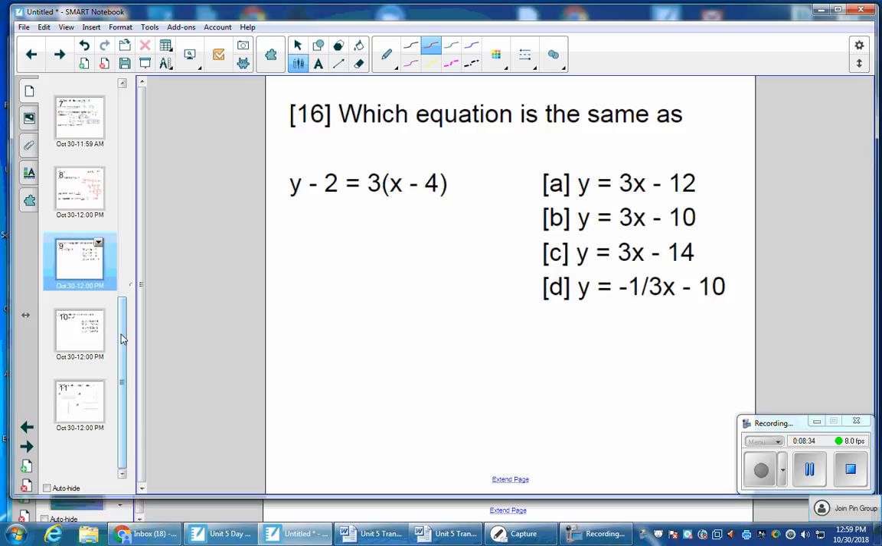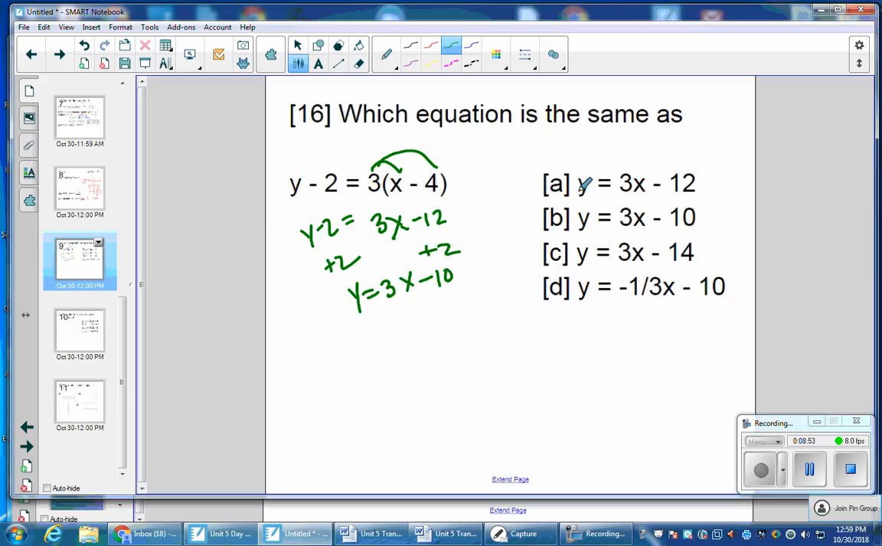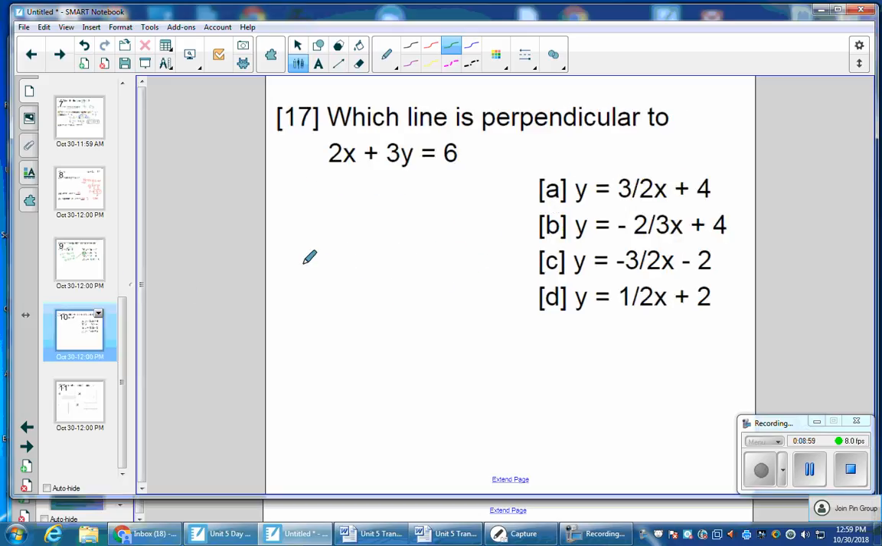All right, go ahead on your papers and try and distribute this one. Most of you can do that on your own, so just check your answer when you're done. All right, hopefully you distributed first, and then you added the 2 to both sides, so your final answer should be 3x minus 10. And that would then give us B as our answer.